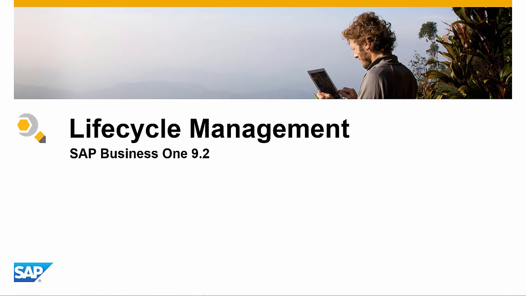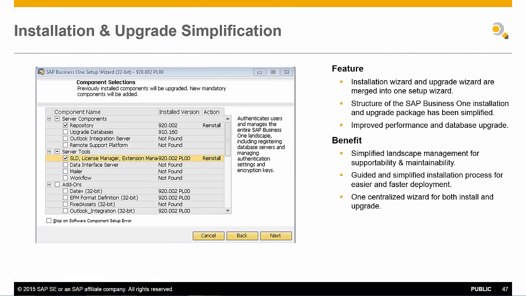Let's now highlight several lifecycle management and support features for SAP Business One 9.2. Simplification of the installation and upgrade process focused on the installation wizard and the upgrade wizard, which are now merged into one setup wizard. You can now easily use the setup wizard to perform both an installation and an upgrade. The structure of the SAP Business One product package has also been simplified. But please note that the demo databases that are available are only available in the installation package itself.